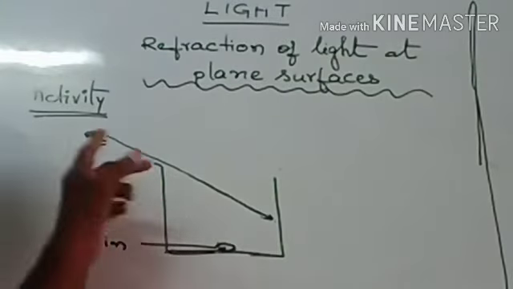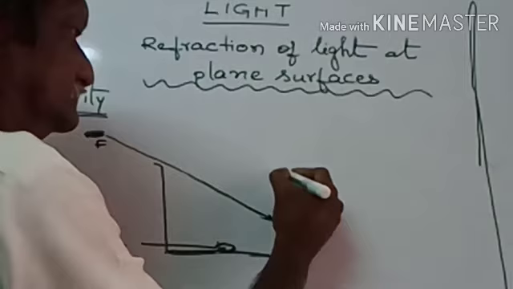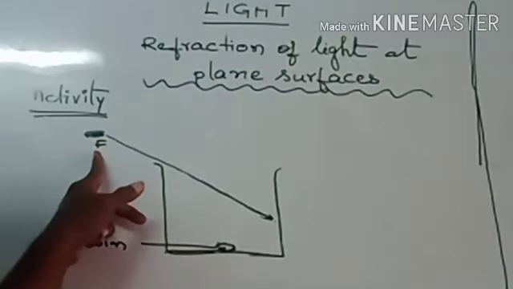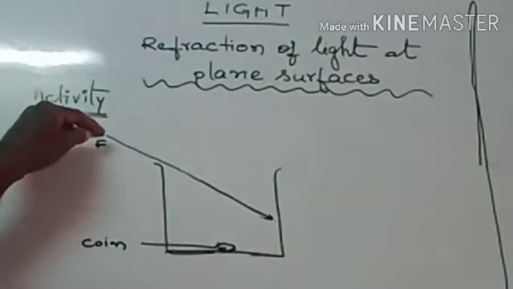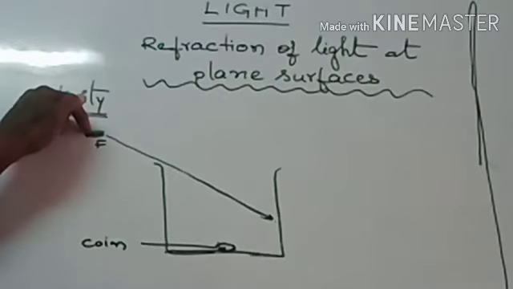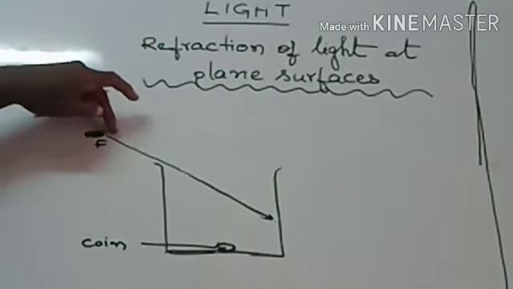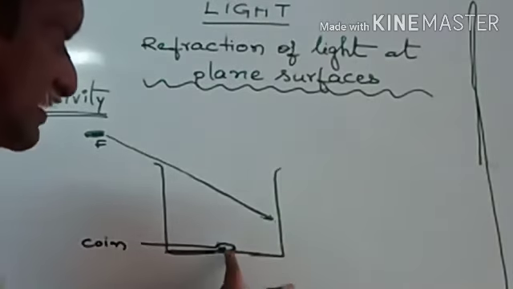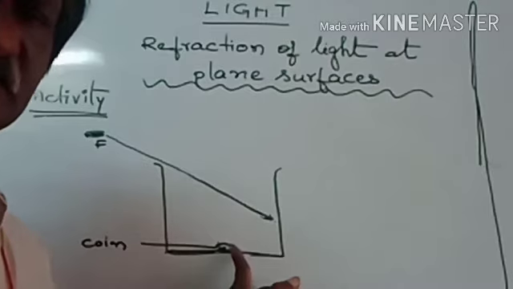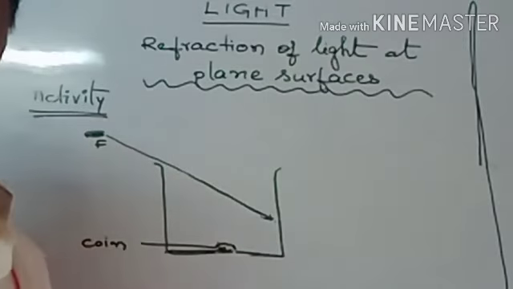So from this position F, we can't see this coil because from our eye the vision goes straight like this and there is no coin there, so the coin does not appear. Okay, now see one thing.